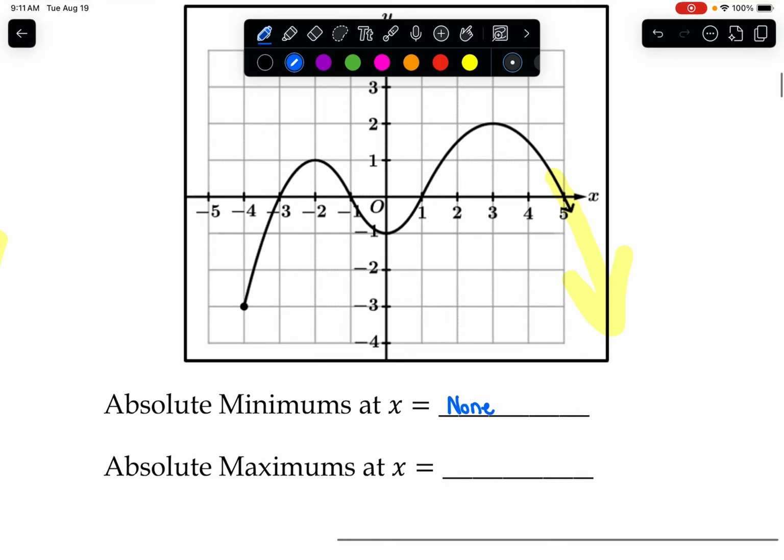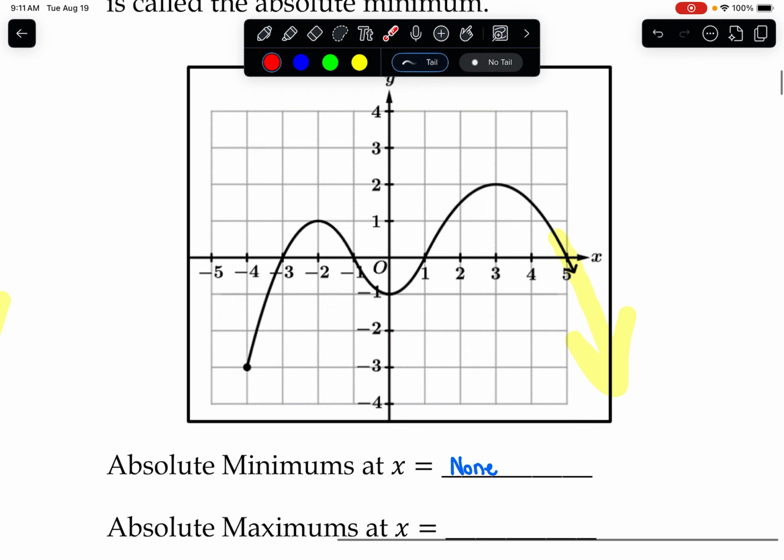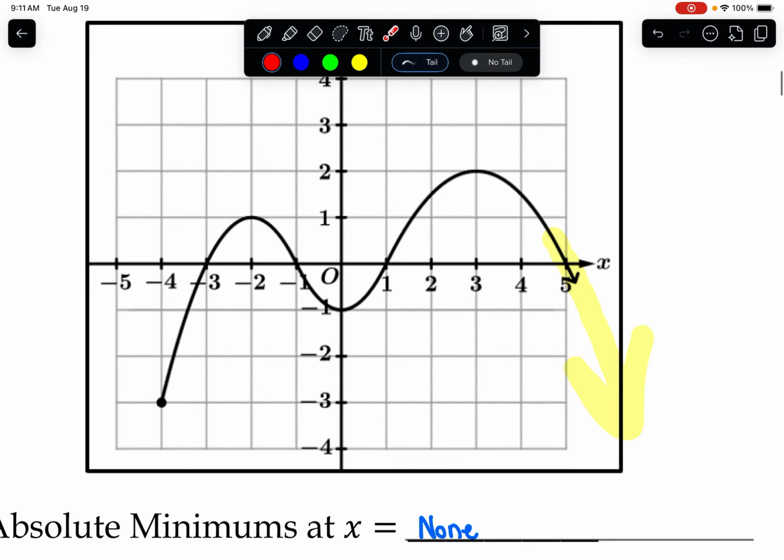Now for absolute maximum, we're looking for the highest point that the graph goes. So I can see that the highest point of my graph would be here at x equals 3 with the absolute maximum value of 2. Our graph does not go higher than that value, which means that x equals 3 would be your absolute max.